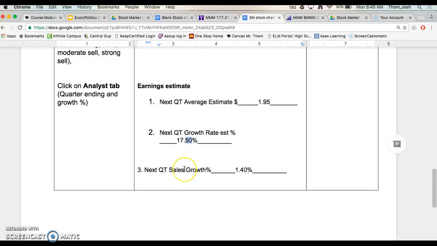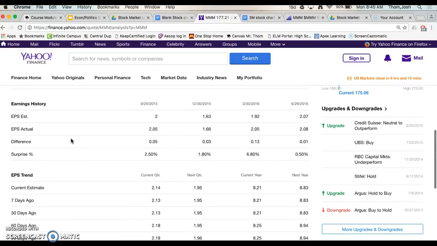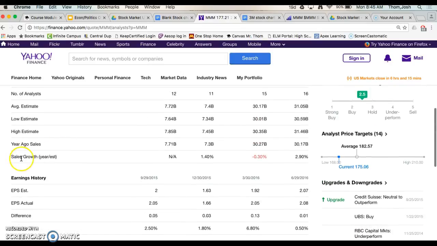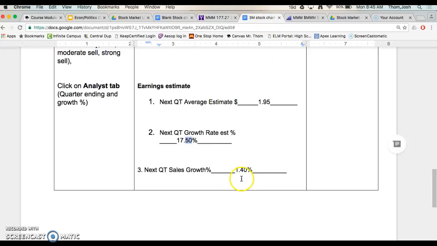And the last thing it asks for is the next quarter sales growth percentage. And that you have to scroll back up a little bit. There it is, your sales growth. The sales growth is found underneath the revenue estimate. And for next quarter, we're looking at 1.4%, and that's the number you would use there. Again, you may see NA in some of your stocks, and if NA were listed here, instead of putting 1.4%, I would just put NA in here.